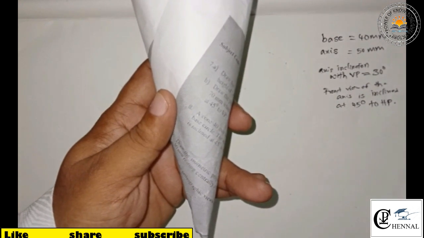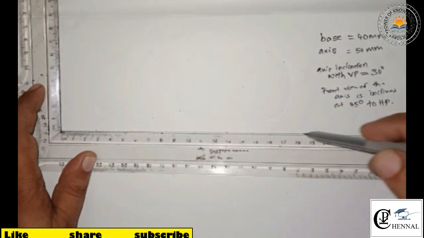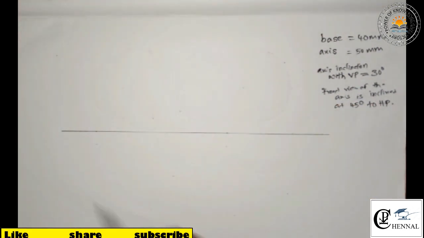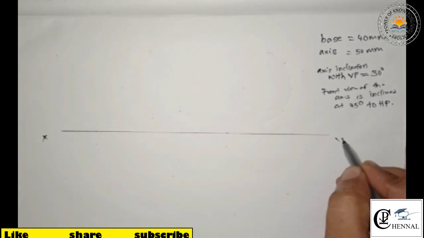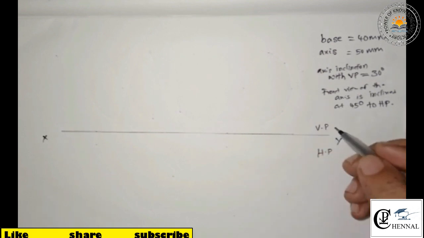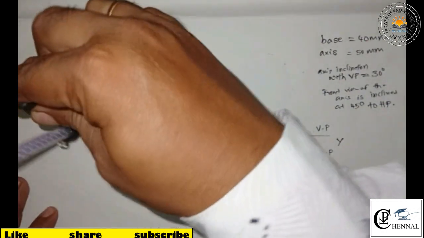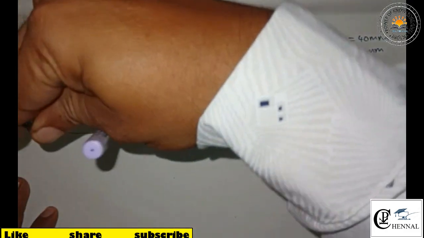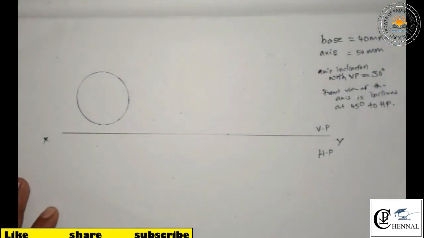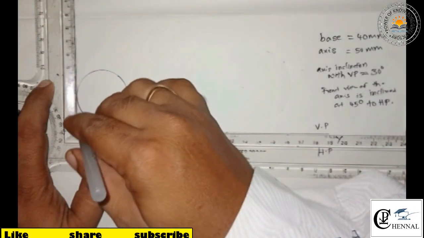Okay, draw the axis line, X, Y, horizontal plane, vertical plane. So now draw the circle of radius 20 mm because the base diameter given is 40. So this is the circle. First indicate the diameter. Okay, draw the extension line.